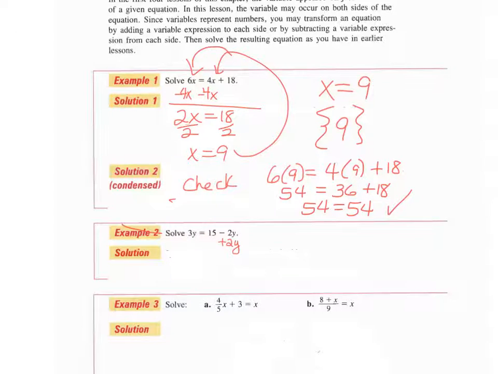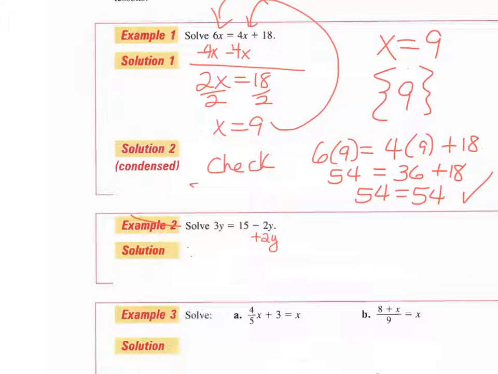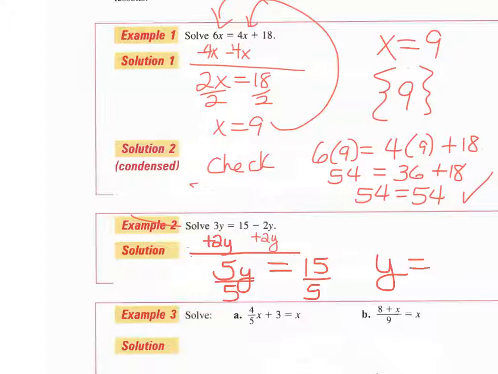Example 2, we're going to follow the same process. We need to group our variables together. So I'm going to move the 2y to the left side by adding it to both sides. And I get 5y equals 15, divide by 5, and I get y equals 3.